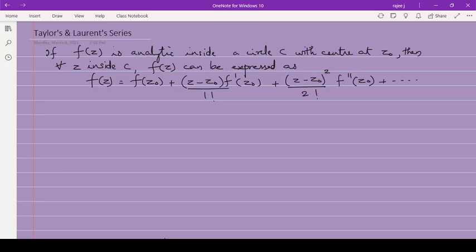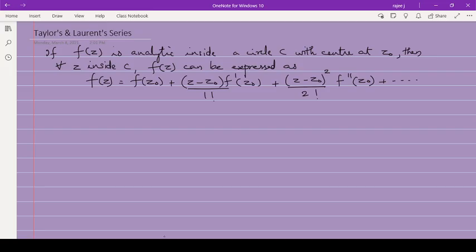This type of expression we call a Taylor's series, meaning here f of z equals f of z0 plus z minus z0 upon 1 factorial f dash z0 plus z minus z0 the whole square by 2 factorial f double dash z0 plus etc. Last year, instead of z you used to have x minus x0 upon 1 factorial f dash of x0, like that. Here we are dealing with complex variables, so here you have z.